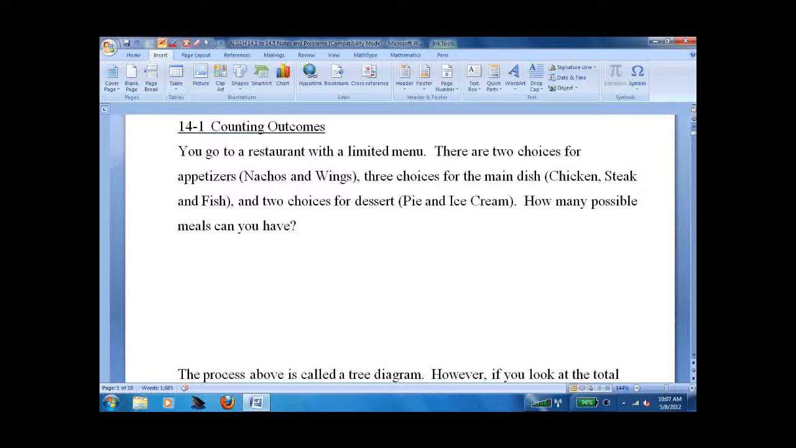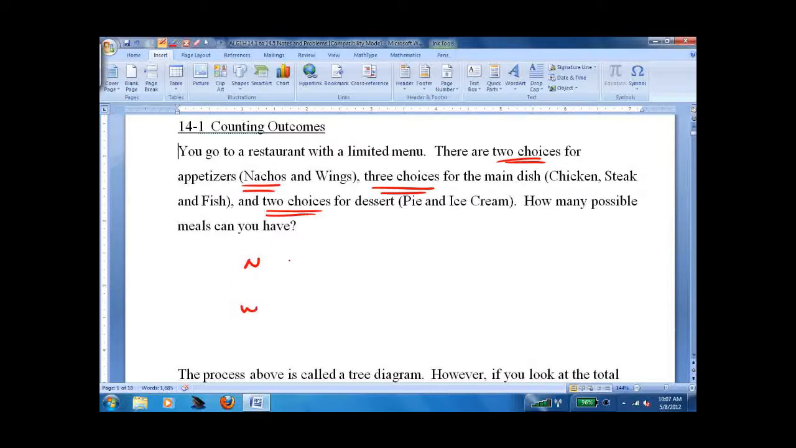So go to a restaurant, it's got a limited menu. Got 2 choices for appetizer, 3 for the main dish, 2 for dessert. How many possible meals can you have? Well, let's just blast it out. We could have nachos. We could have wings. If I have nachos, let's just argue for a second. I have chicken, and then I have pie.